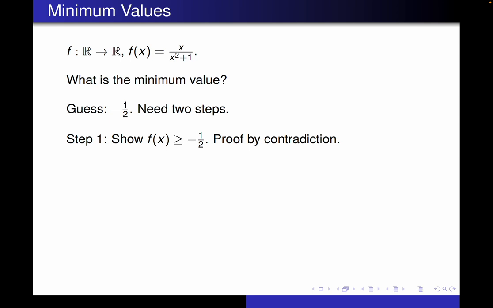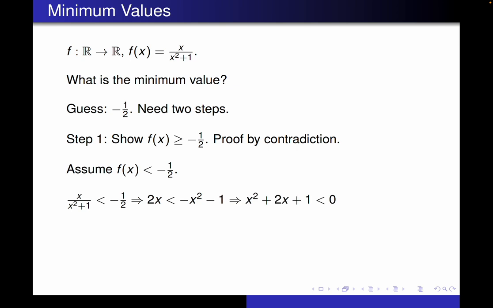We're going to do a proof by contradiction. We're going to assume that f of x is less than negative 1/2. If we plug in the formula for f of x and multiply both sides by x squared plus 1 and by 2, then we get 2x is less than negative x squared minus 1. Now we're going to move the negative x squared and the minus 1 over to the left-hand side of the inequality because I don't like those negative signs. And we get x squared plus 2x plus 1 is less than 0.